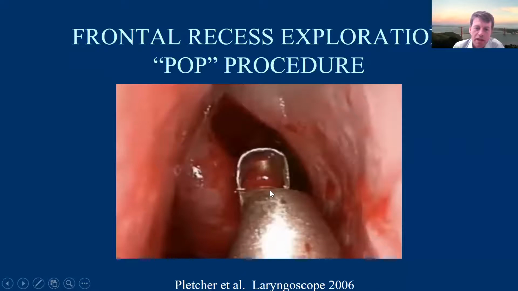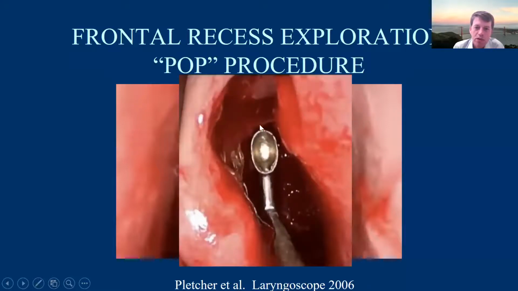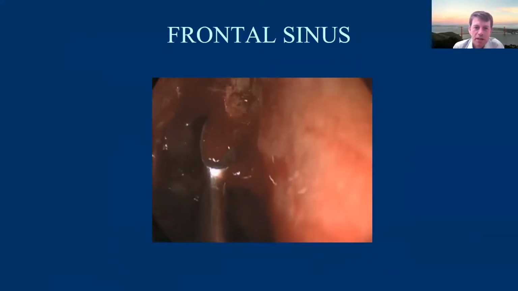I usually use a gently curved Kerrison. You can do it with a straight Kerrison as well. Just slide right in this area and take down this face of the agger nasi cell. That provides a much wider view and easier visualization of the cells and septations in the frontal recess region. Now, when you do this, you do destabilize the middle turbinate to some degree. So consider how to stabilize it, or if you're planning to resect the turbinate in the future, have a plan based on that. So here's a frontal sinus dissection.